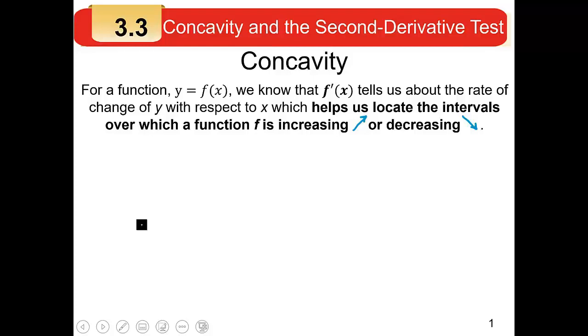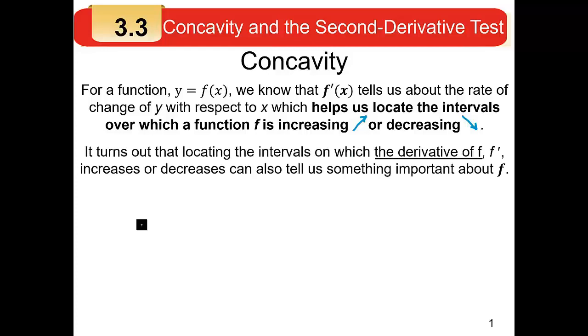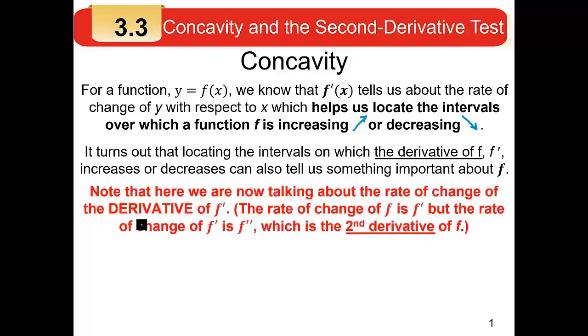For a function y equals f of x, we know that the derivative f prime of x tells us about the rate of change of y with respect to x, which has helped us in the past and will help us in the future to locate intervals over which a function is increasing or decreasing. It turns out that locating the intervals in which the derivative f prime increases or decreases can also tell us something important about the original function f.